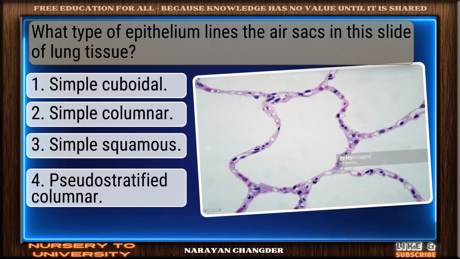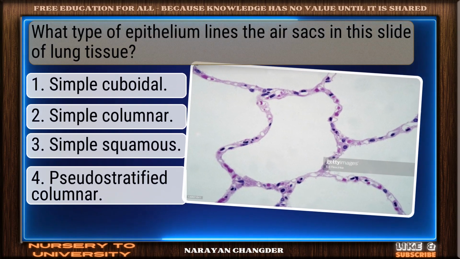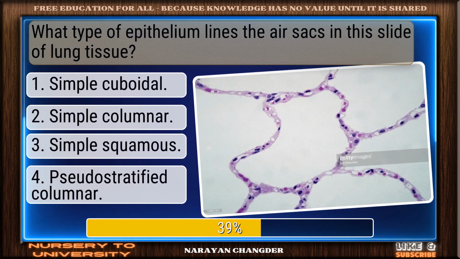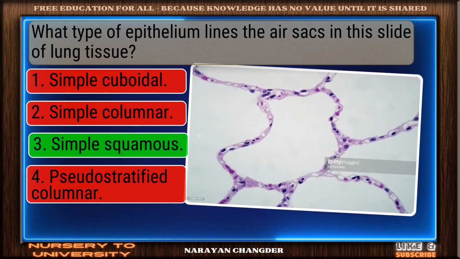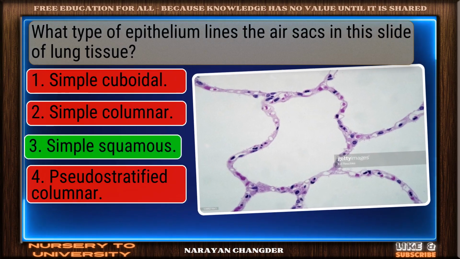Question number 9. What type of epithelium lines the air sacs in this slide of lung tissue? Right choice. Simple squamous is the best answer.